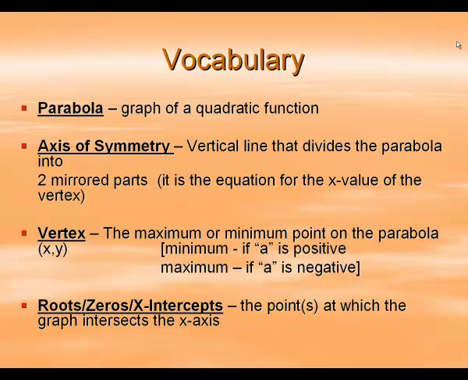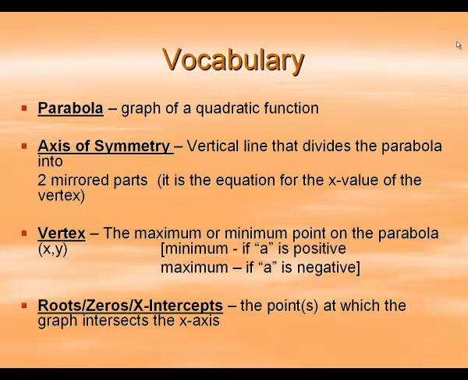The axis of symmetry is the vertical line that divides the parabola into two mirrored images, the left and the right side. The equation for the axis of symmetry will be x equals whatever the value of x is at the vertex. The vertex of a parabola is either the minimum or maximum point for your parabola.